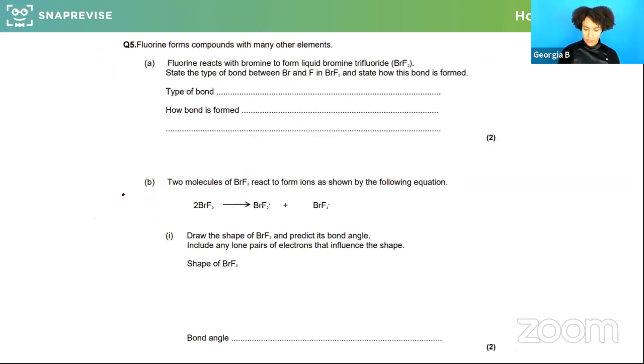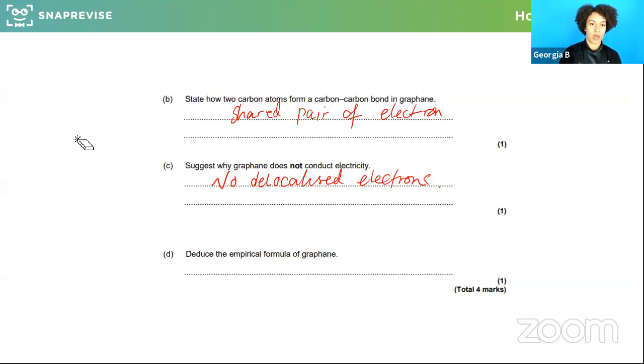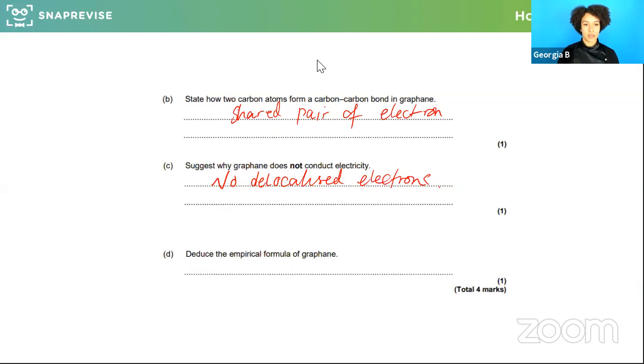Cool, perfect. So the last part of the question says, deduce the empirical formula of graphene. So not graphite again, graphene. Go for it. If it helps, we can go back here and remember we've got this picture here, and it says that a carbon atom is bonded to 3 other carbon atoms and 1 hydrogen atom. So we want the empirical formula. We have a minute.